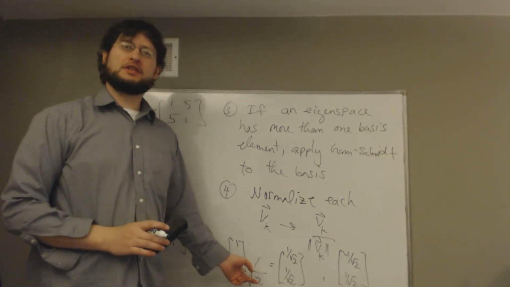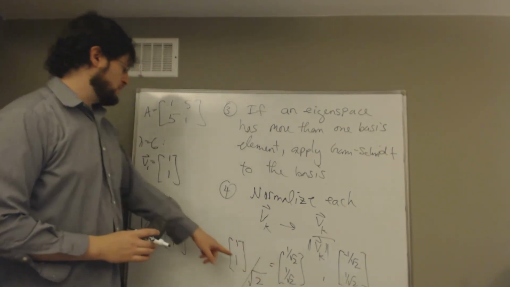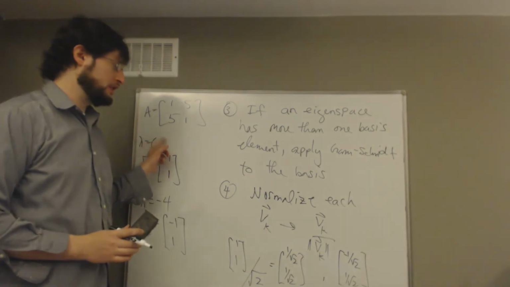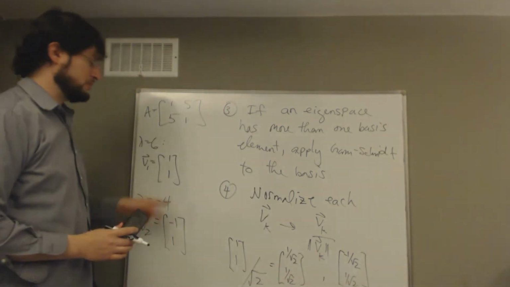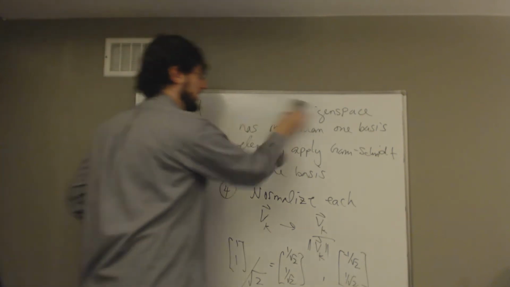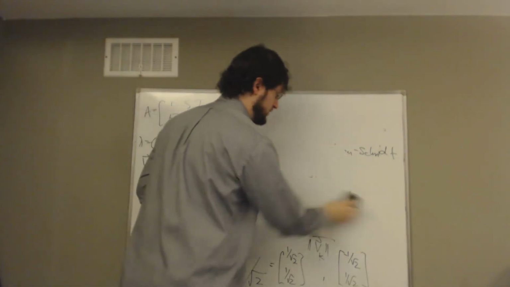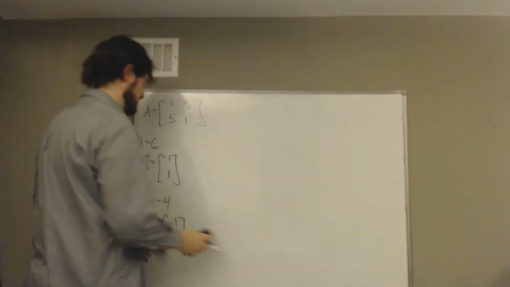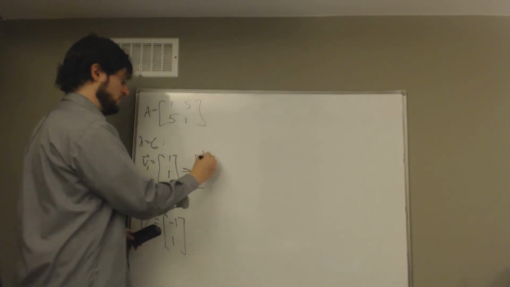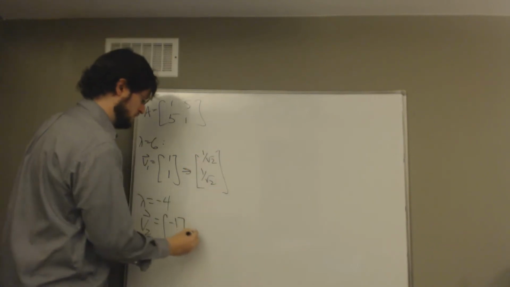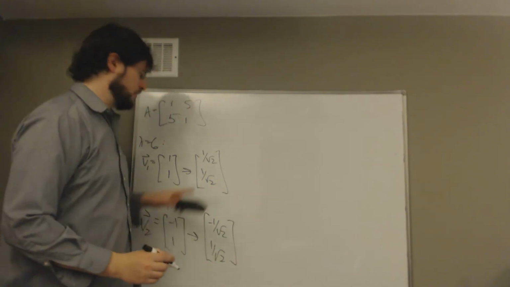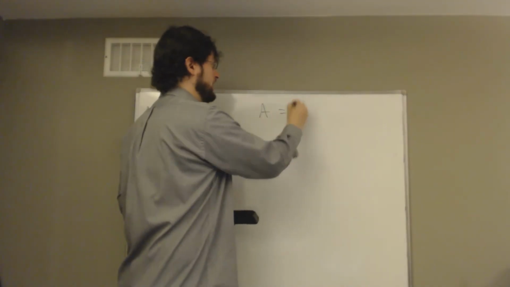Remember that scaling a vector doesn't change the fact that it's an eigenvector corresponding to the right eigenvalue. So this is still an eigenvector for lambda equals 6, and this is still an eigenvector for lambda equals minus 4. Our last step in the process is really just to write down P and D. So we're going to write down A is P D P inverse.